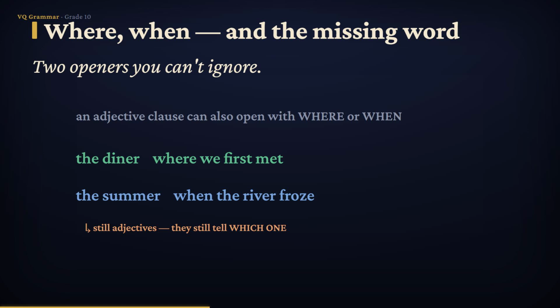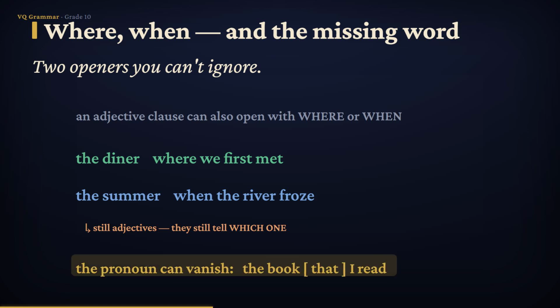And here's one more quirk that catches people out. Sometimes the relative pronoun is simply dropped. We say, the book I read last night, and the clause is still sitting there, I read last night, with an invisible that in front of it. So if you can slip a that or a whom back in and the sentence still works, you are looking at an adjective clause.